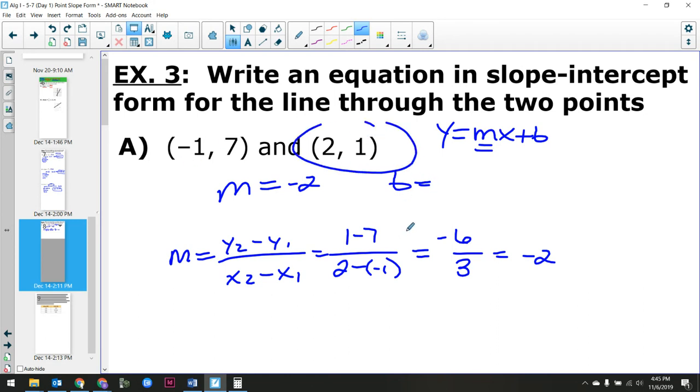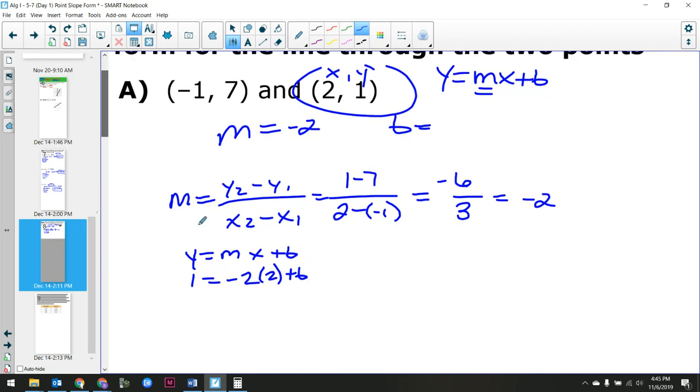So let's use 2 comma 1 and do this process that we just did on the other side. We said y equals mx plus b. And we're going to use this as x and y. Y equals our newfound m times x, which is 2, plus b. Let's slide down here real quick, give myself a little bit more room. 1 is equal to negative 4 plus b. So add the 4, I get 5 is equal to b.